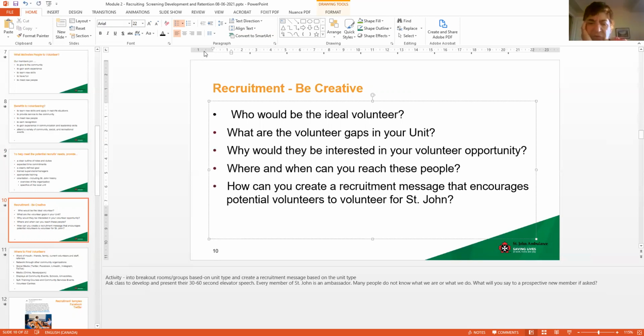Now, are these questions, oh, I see. These are questions they should ask themselves, eh? If you look at really who would be the ideal volunteer for this position, why would they be interested? If you look at the bottom, the notes, I think those are good questions. Here's an activity. There's a breakout here, is what we're looking at.